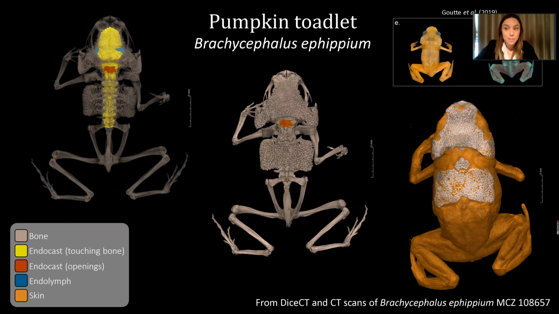Lastly, I want to show you the pumpkin toadlet. So Brachycephalus here has a very highly ossified, not only skull, but skeleton too. And its skeleton glows under ultraviolet light. Has this anything to do with endolymph? Maybe, probably not. Mostly I just wanted an excuse to show you that Brachycephalus exists.